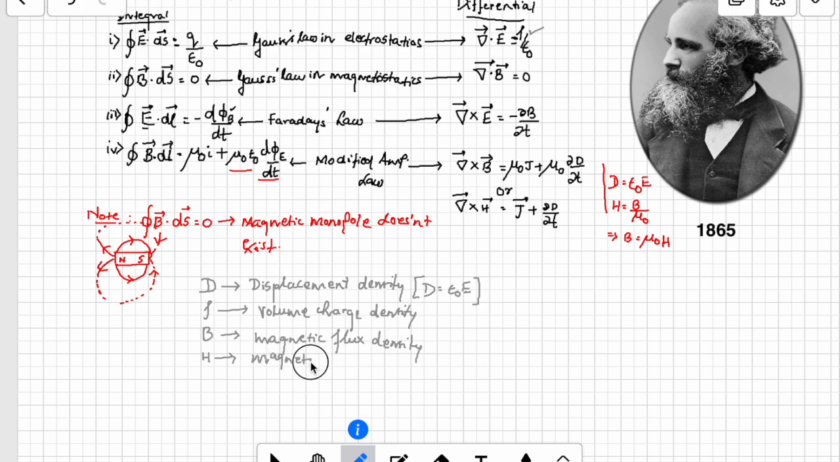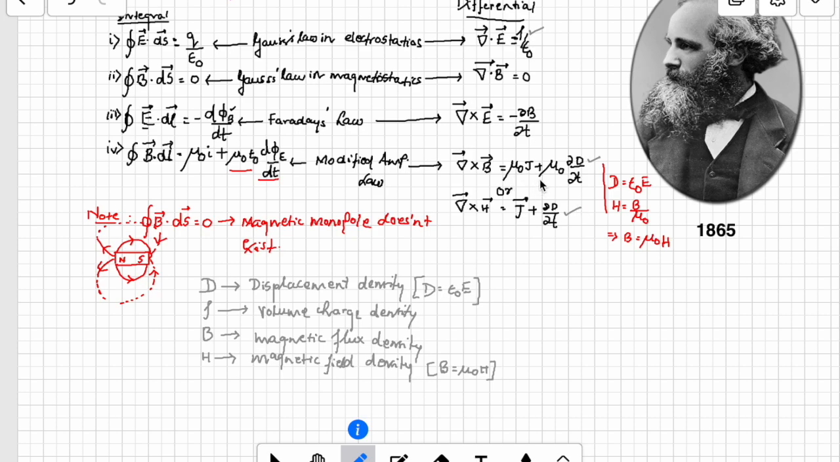Magnetic field density. So you can write down your expression in terms of B or H, plus please remember that you are writing down the correct expression. That is very important. The relation between magnetic field and magnetic flux density is B is equal to mu naught H, and this is what I have replaced here.